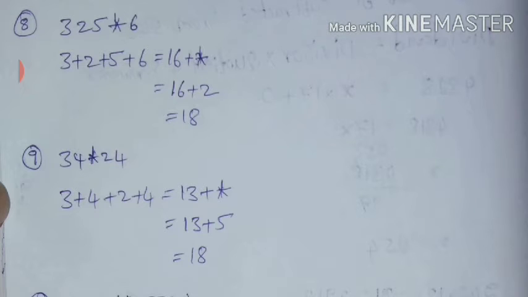Next, if 34000 star 24 is divisible by 9, then the number at star is. So here also the divisibility of 9 is sum of the digits in the given number must be divisible by 9. So 3 plus 4 plus 2 plus 4, it will become 13. 13 plus star. So in 9 table, nearer multiple is 18. So to get 18, we need to add in place of star 5 only. So 13 plus 5 equal to 18, then star equal to 5. In place of star, we have to get only 5.